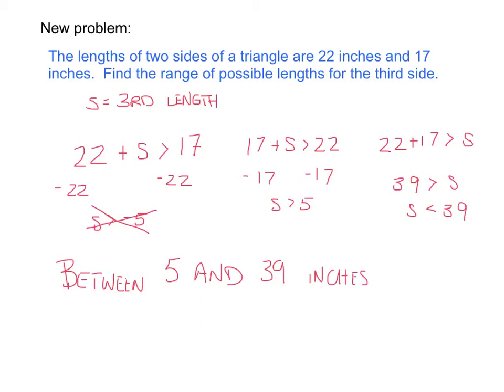Because that's the range where S falls in: anything greater than 5, but it also could be less than 39. You could also express this just fine as 5 is less than S is less than 39 as a compound inequality. If you didn't want to, that is fine, but this is how we solve this new type of problem.